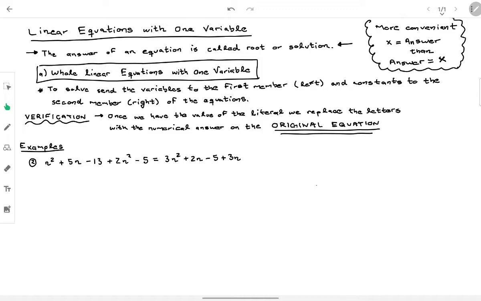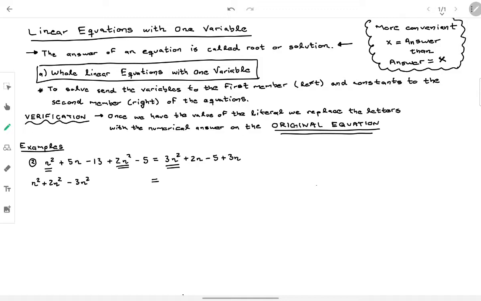So it says we need to put all the variables on the left, that means on the first member of the equation, and the numbers on the right. So we will start with the n squared, 2n, and 3n squared. So we have the n squared and the plus 2n squared that do not move because they are on the first member of the equation. The 3n squared will move, so it's positive, it will be negative.